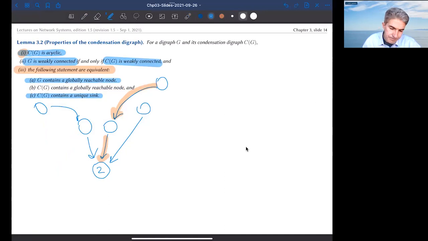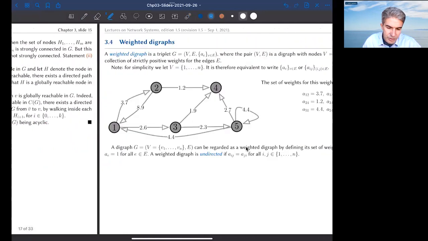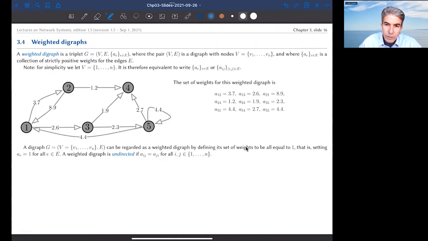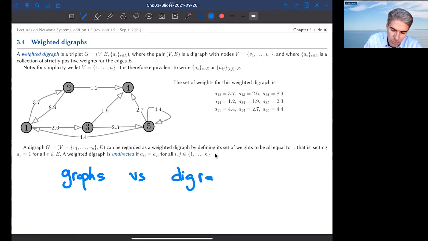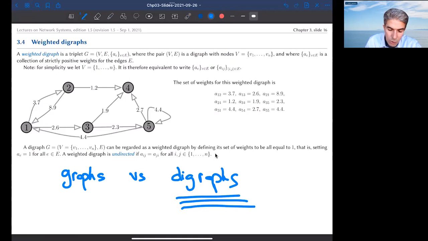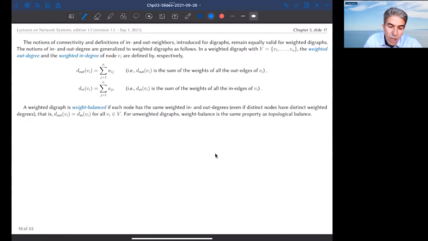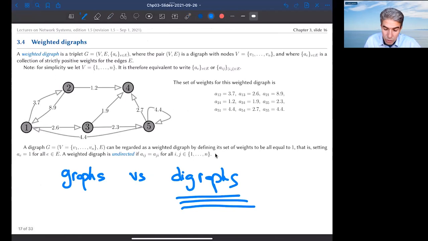All right. And that's the proof here. It's just a little bit about logic. Now, finally, I am ready to do the last section of this chapter and define for you weighted digraphs. So we have talked so far at length about graphs versus digraphs. Now, for the case of digraphs, I also want to begin to talk to you about the concept that you can associate matrices to graphs.